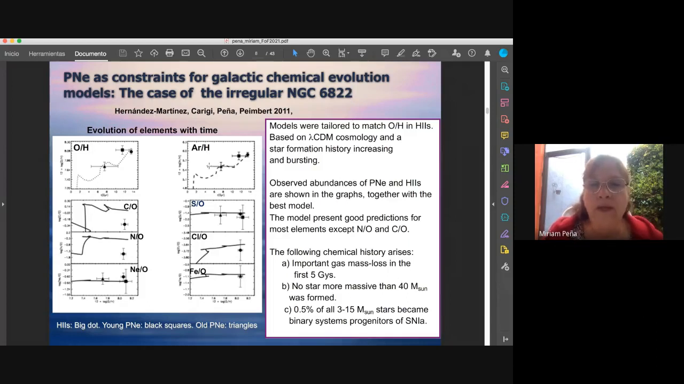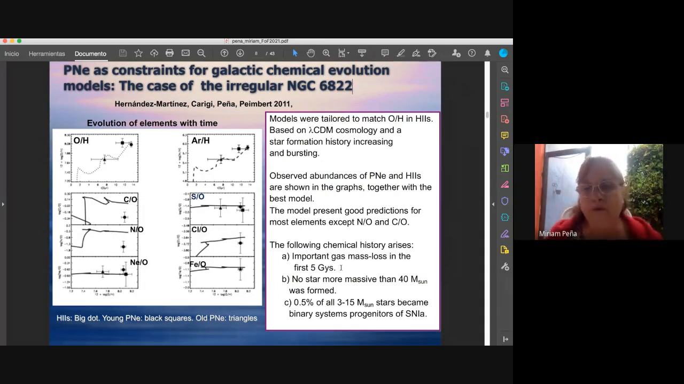What we found here is that the model presents good predictions for most elements except the case of carbon and nitrogen. The following chemical history arises for this galaxy. A, important gas mass loss in the first 5 gigayears. B, no star more massive than 40 solar masses was formed. And C, 0.5 of all 3 to 15 solar masses stars became binary system progenitors of supernova type Ia.